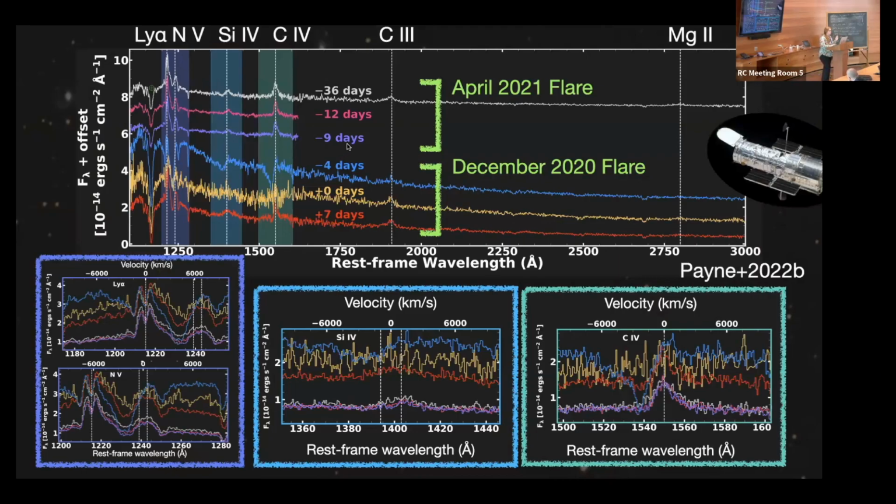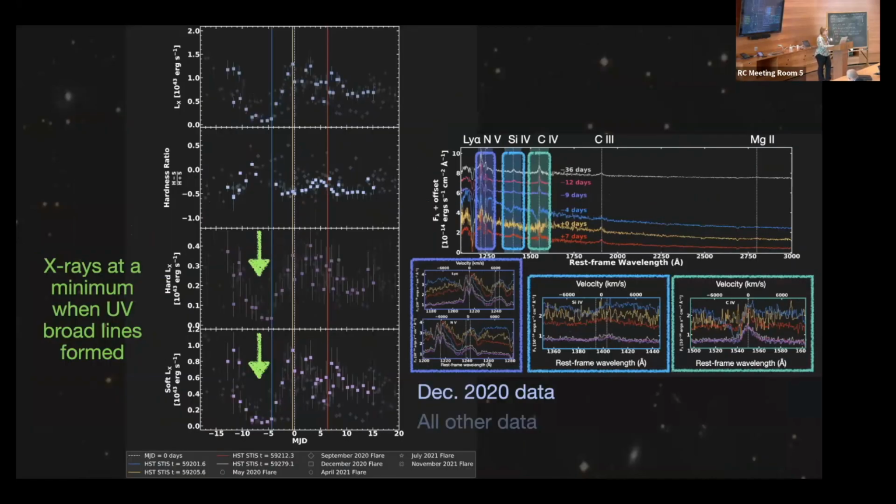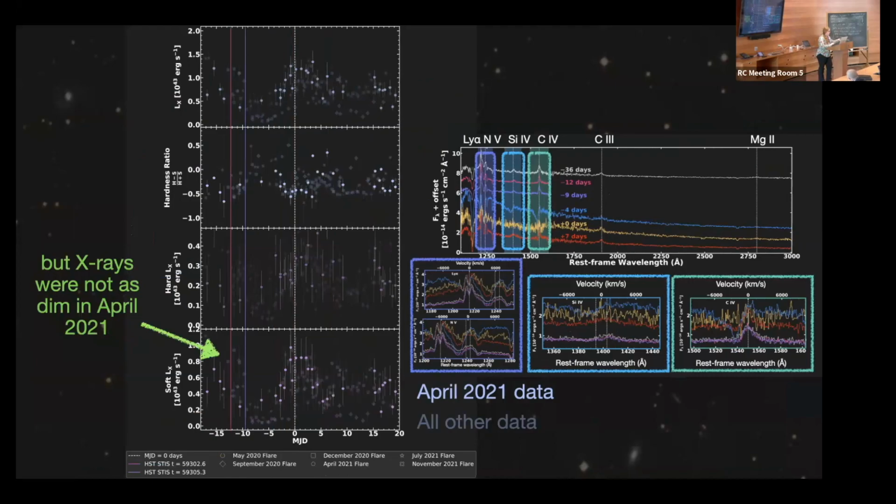Those correspond to the -9 days and the -12 days. However, these 2 epochs are identical to the quiescent spectrum taken at -36 days. So I was able to time it very well. It was taken during an X-ray minimum. So we were able to predict it nicely to target that time range.